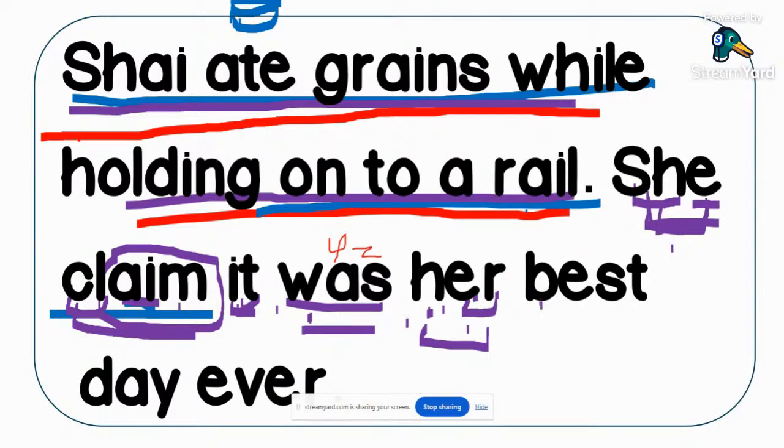Our next word, b, e, s and t. We hear s, t. Blend them together, we hear st. Let's put all three sounds. B, e, st. Best.